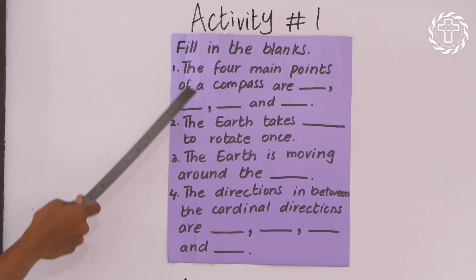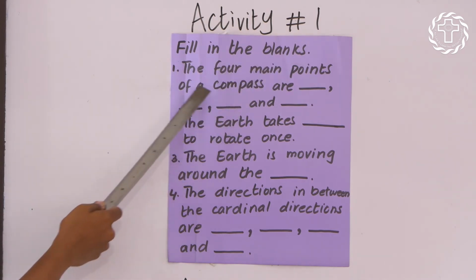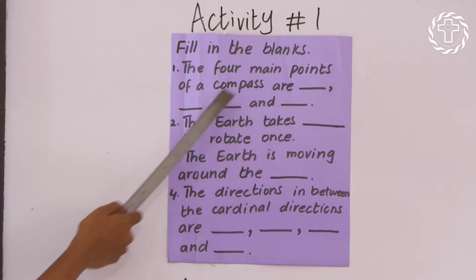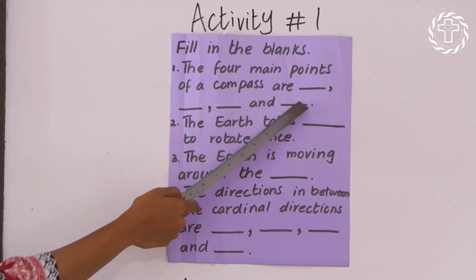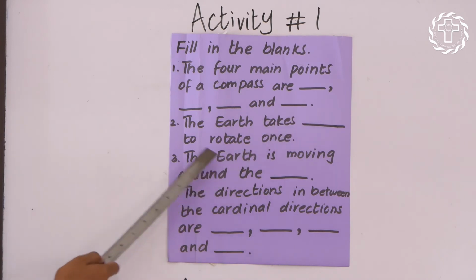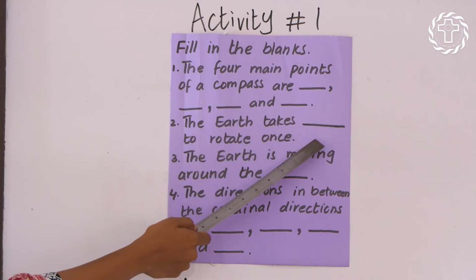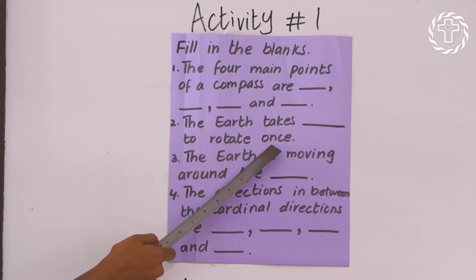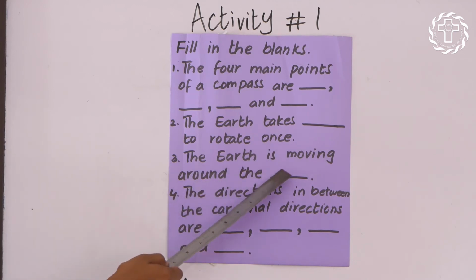Activity number 1. Fill in the blanks. The four main points of a compass are dash, dash, dash and dash. The earth takes dash to rotate once. The earth is moving around the dash. The directions in between the cardinal directions are dash, dash, dash and dash.